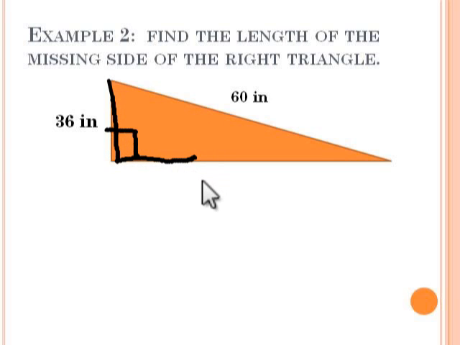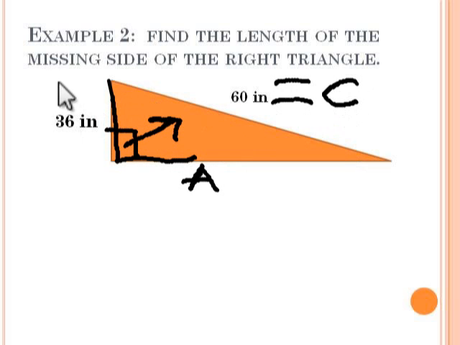I don't know what this one is, so I can either call that A or B. Doesn't make any difference which one it is. I'm going to call it A. And this is the hypotenuse because it's the longest side and it's across from the right angle. So I know that that is the hypotenuse. So this is C. And again, it doesn't matter if this is B or A, but we're going to call this one B just because I already called that one A. Okay, so remember our formula is A squared plus B squared equals C squared.